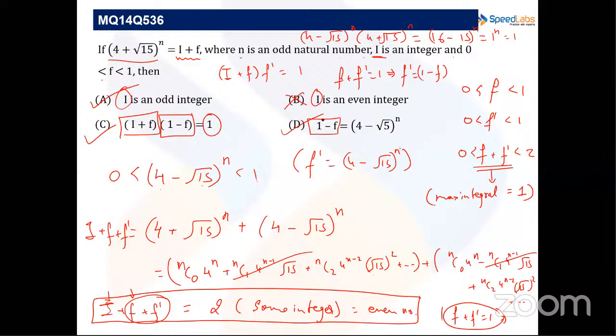In similar types of questions, sometimes we get the terms in the form of (root a minus b) to the power n. In this case, if you get this term, then you have to multiply and take f dash as (root a plus b).